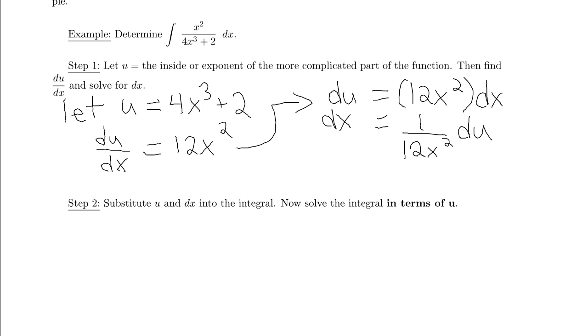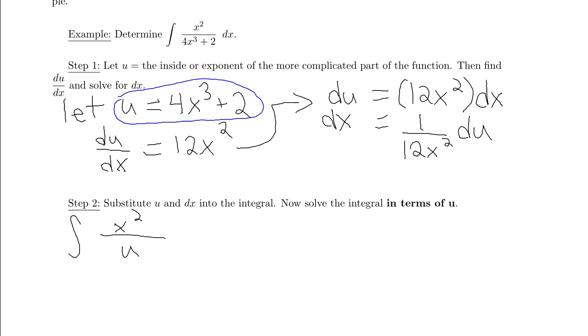So let's try this out here. I have the integral. Well, my x squared is still going to be x squared. I didn't do anything to that. But my denominator, this 4x cubed plus 2, I've actually called it u up above. So you see here, we've actually called my denominator u. So that means I'm going to say my integral is of x squared divided by u.